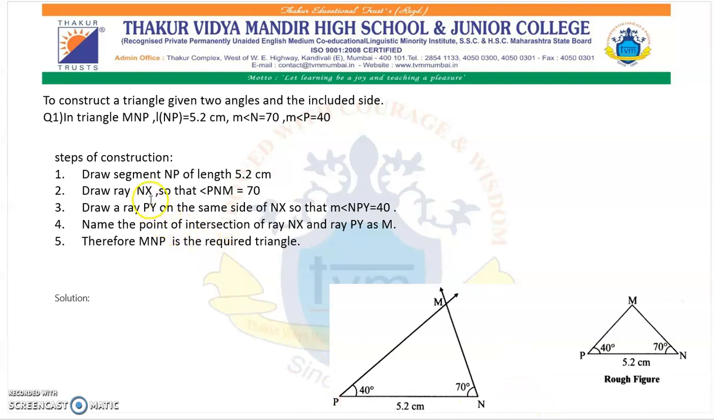Now after that draw a ray NX, which means we will draw from N. We can name it as NX. X is not mentioned here. So that the measure of angle NPY is what? 40 degree. Name the point of intersection of ray NX and PY as M. Therefore, MNP is the required triangle.